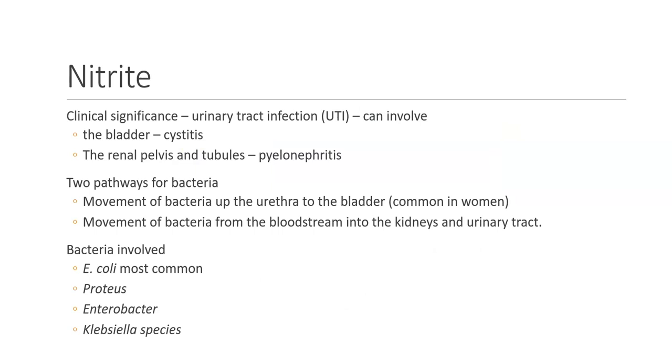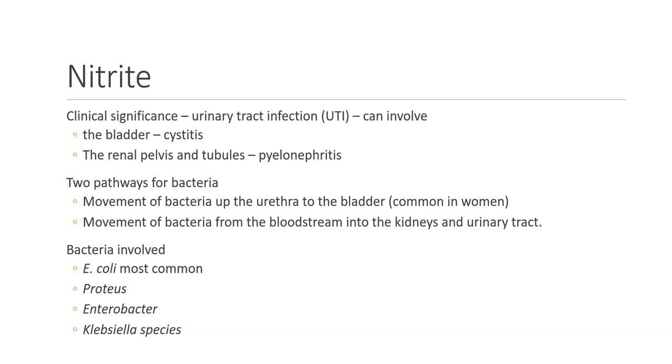So the clinical significance of nitrites is it usually indicates a urinary tract infection, a UTI, and it can either involve the bladder, which is termed cystitis, or it can be the upper renal pelvis and tubules, which is known as pyelonephritis. There's two pathways for bacteria to enter the urinary system. The most common is movement of bacteria up the urethra to the bladder, and this is very common in women. We hold it, we hold it, we hold it, and the flushing action of urine actually prevents urinary tract infections from occurring. The other pathway is movement of bacteria from the bloodstream into the kidneys and urinary tract.